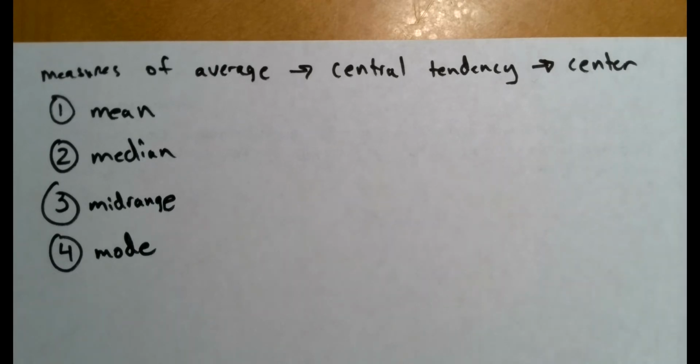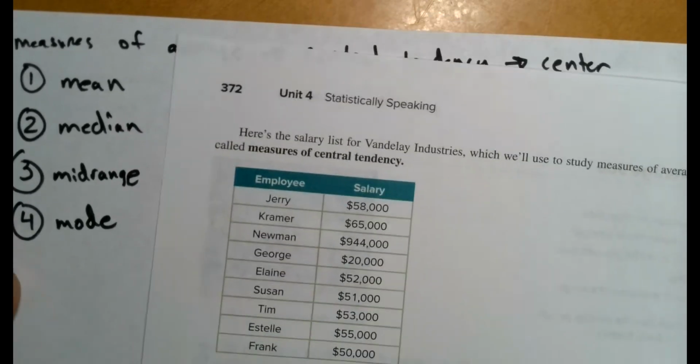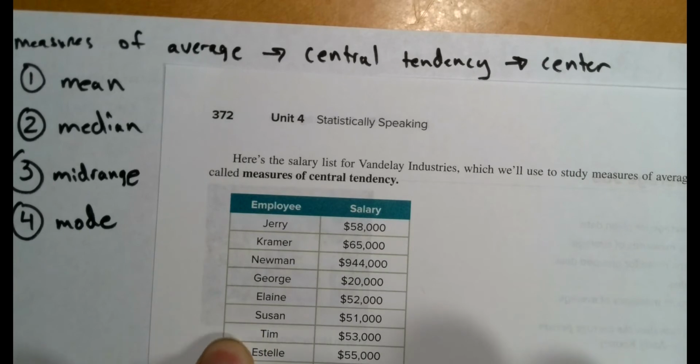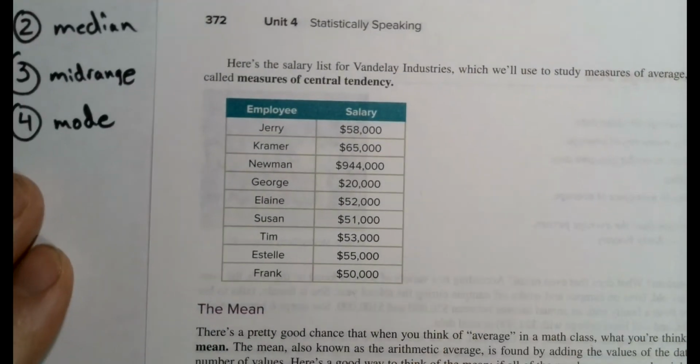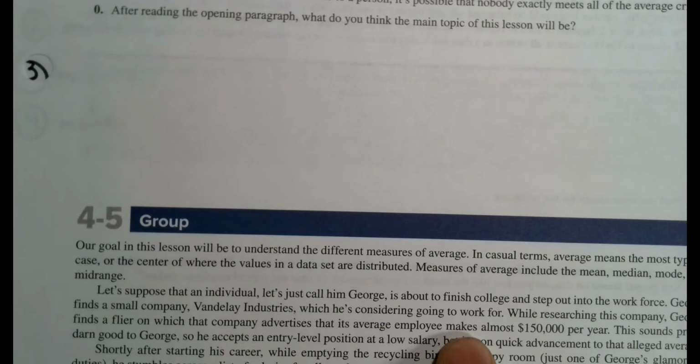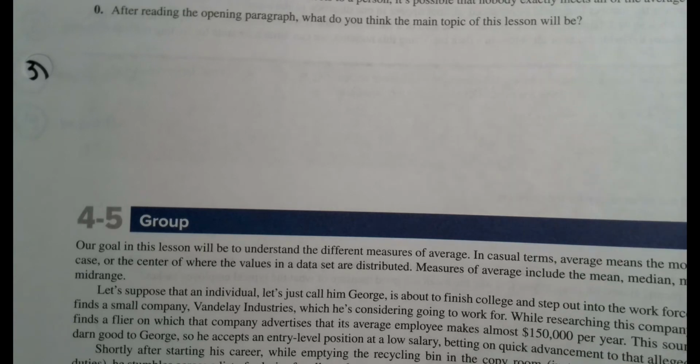So let's start with a simple example here. Vandelay Industries is giving out these salaries. And someone found a flyer that said, hey, the average salary at this company, or the average employee, makes almost $150,000 per year. Awesome. I want to work there too. I don't make that much in my job.